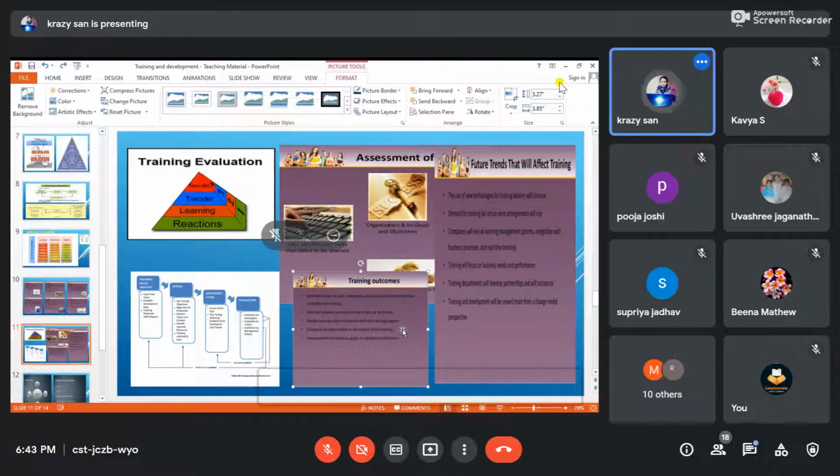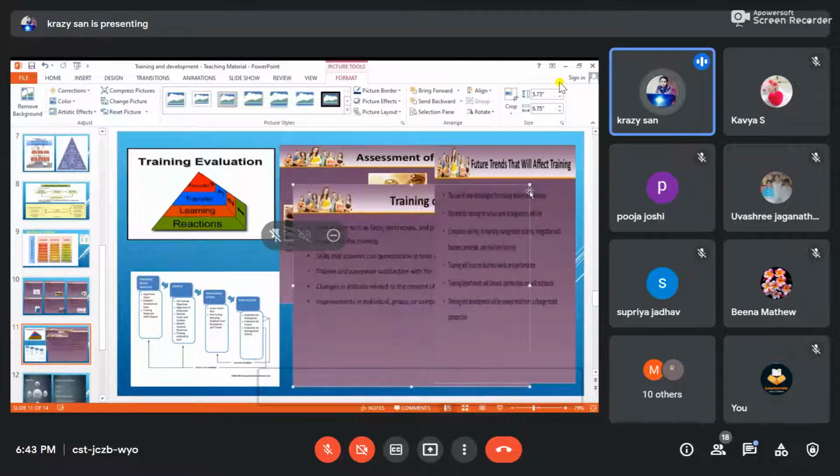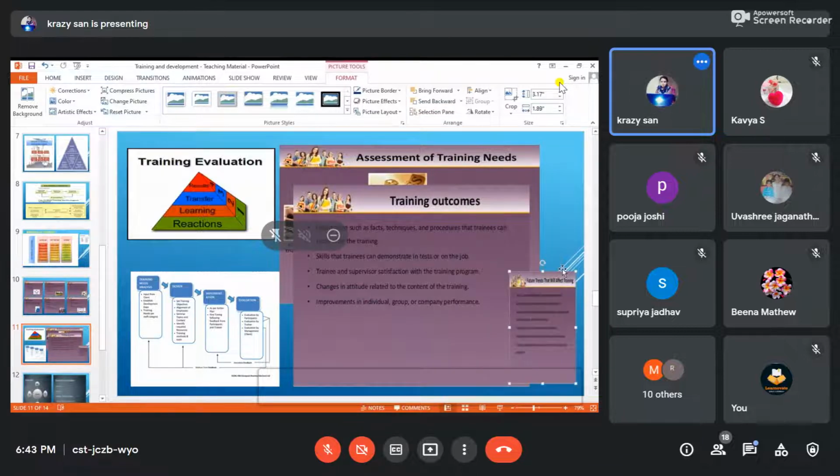What are the training outcomes? What will you find more important when you give a training? You'll find information such as facts, techniques, and procedures that trainees can recall after the training. Your training's outcomes would be like that. It's not so hard and fast that they are not able to understand. It should be simple, easy, and understandable to them.